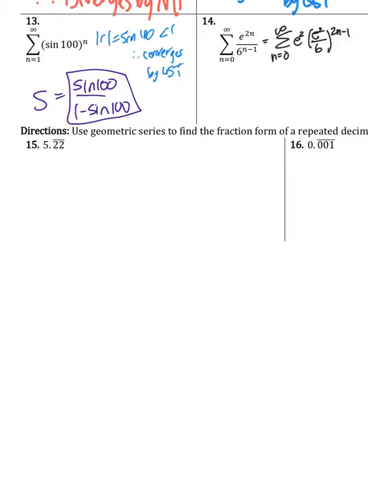For number 14, this one's a little tricky trying to figure out how to make both of these exponents the same. So if I know I want to make them both to the power of n minus 1, what I need to do is figure out, okay, well, if this is just e, that's not going to get me there.